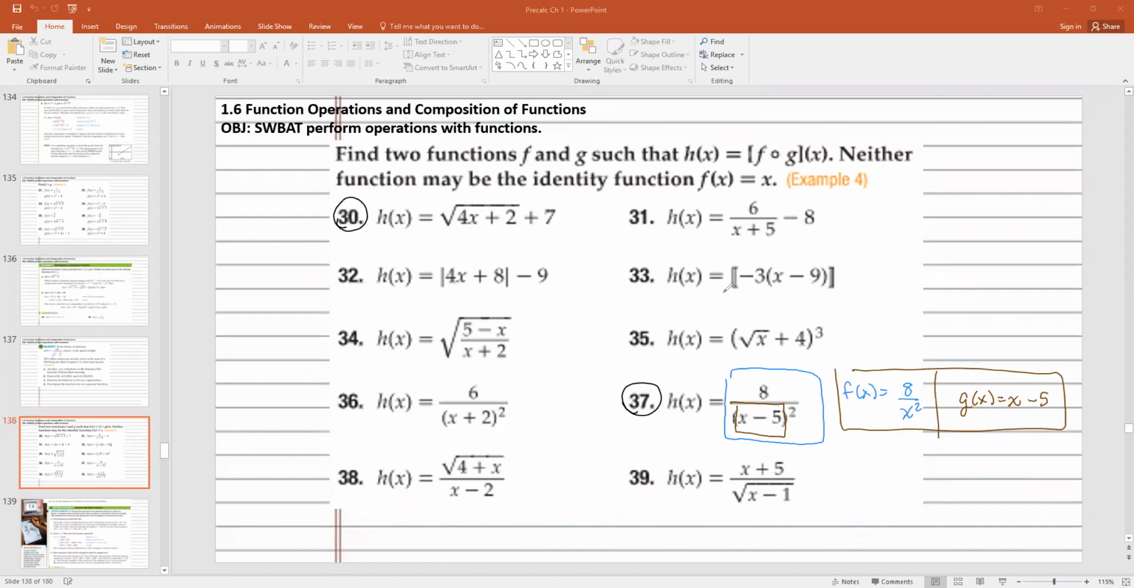Our answers. Now, another way to do this is to not just have x minus 5 as g of x, but x minus 5 squared as g of x. And that one's okay also. In that case, f of x would be 8 over x, and then g of x would be x minus 5 squared. Either one works. So, all right, yeah, try 30. 30 is a good one to try.